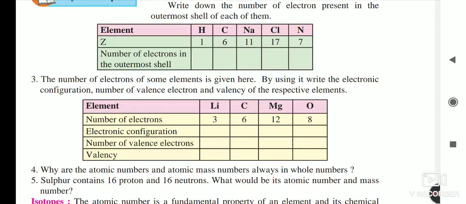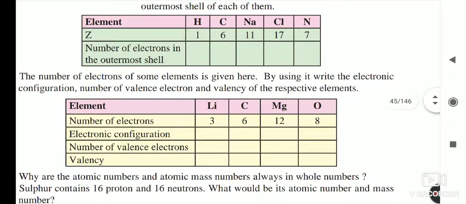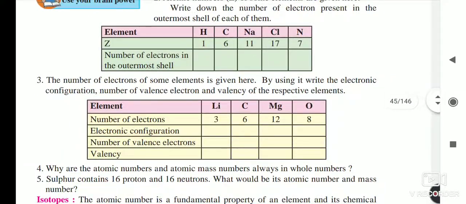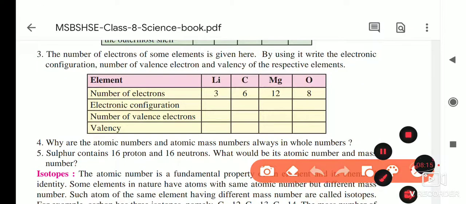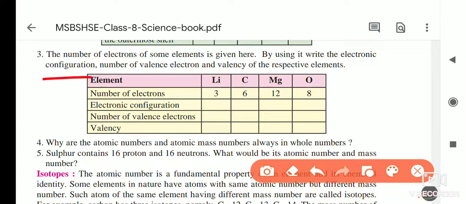Next, the number of electrons of some elements. These activities you have to complete and send me. Some students sent me yesterday, but only some send. The number of electrons of some elements is given here. So what did they tell you? By using it, write the electronic configuration, the number of valence electrons, and the valency of those respective elements.